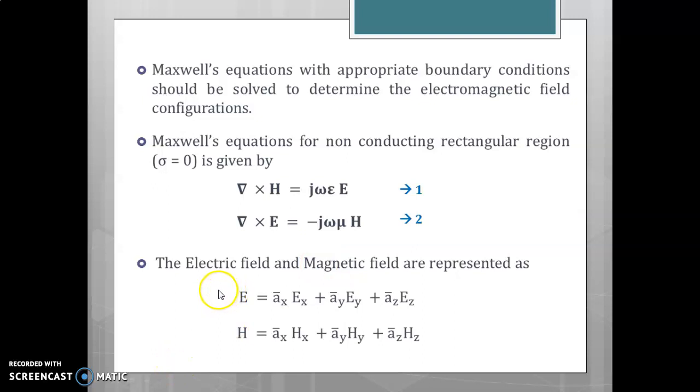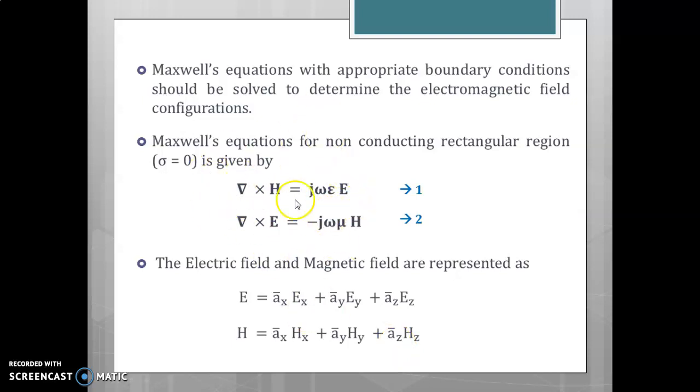Now representing in the vector form, the electric field is given by E is equal to a_x Ex plus a_y Ey plus a_z Ez, and the magnetic field in the vector form is given by H is equal to a_x Hx plus a_y Hy plus a_z Hz.